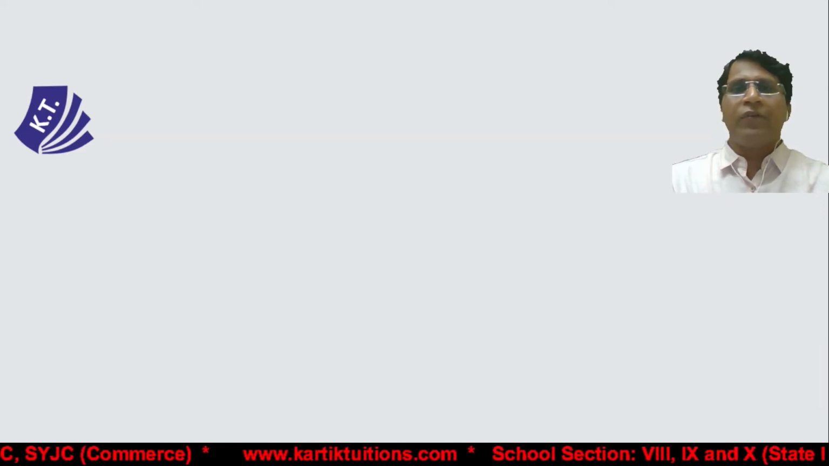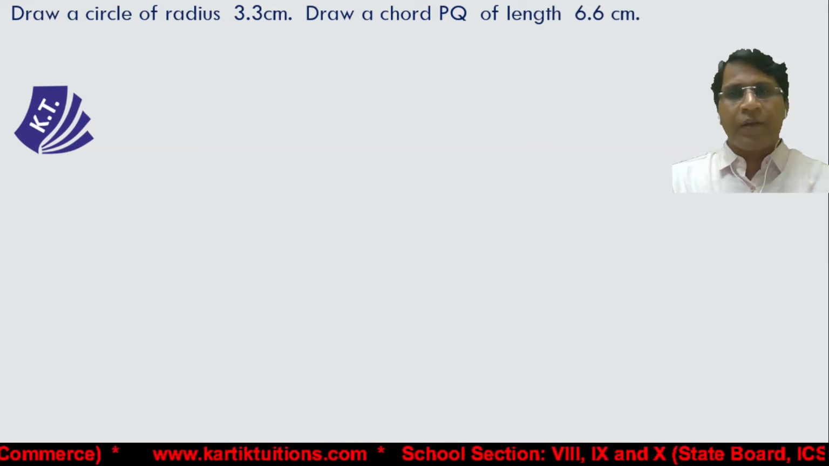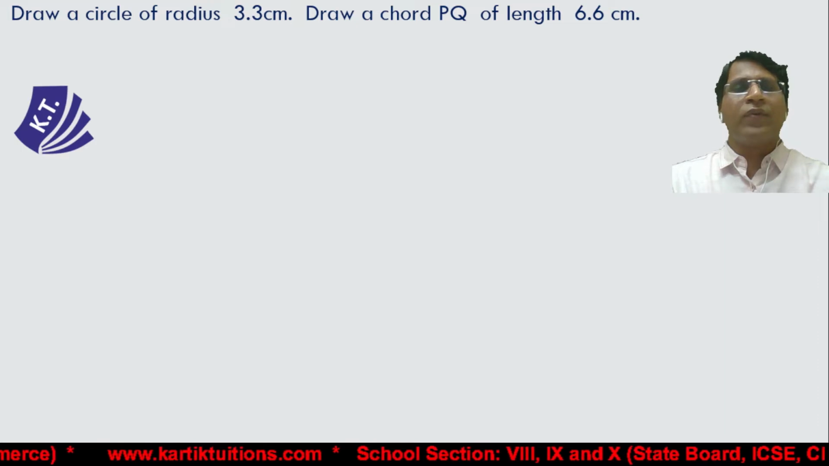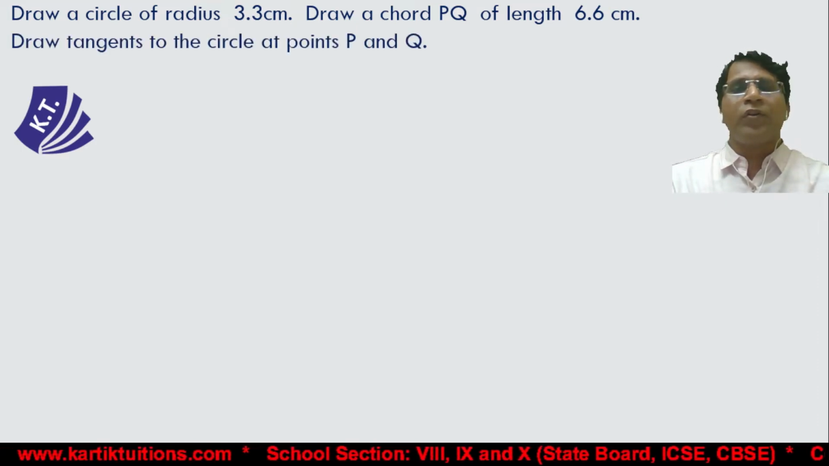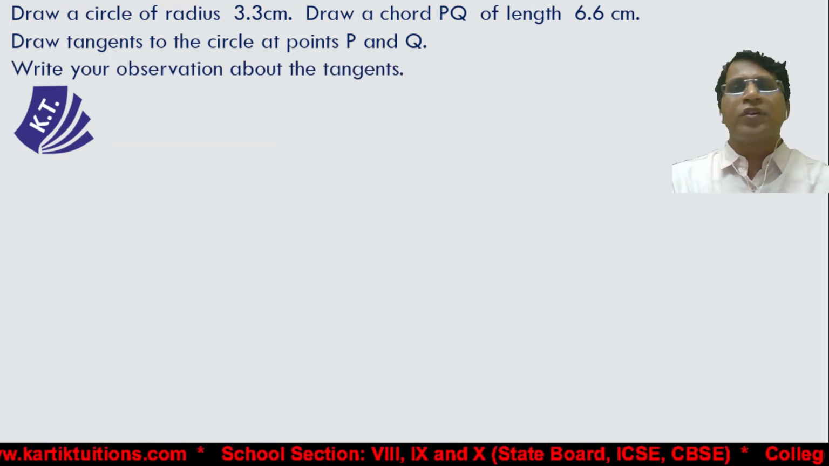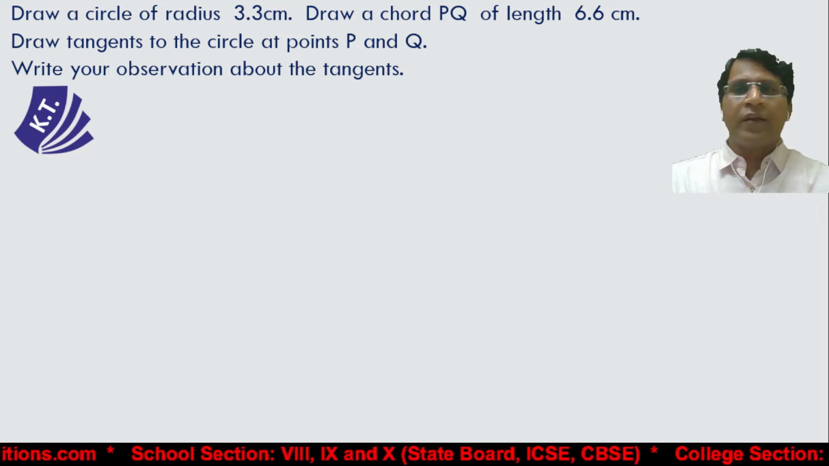So let's start. I have taken one sum. Draw a circle of radius 3.3 centimeter. Draw a chord PQ of length 6.6 centimeter. Draw the tangents to the circle at points P and Q. Write your observation about the tangents. Now let's understand this sum with the analytical figure.